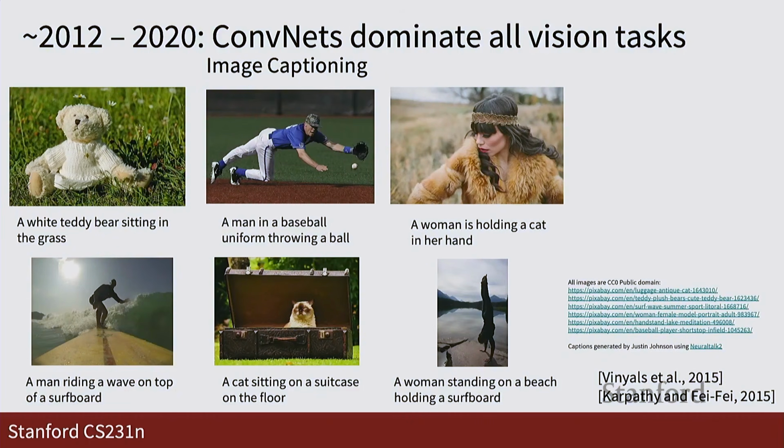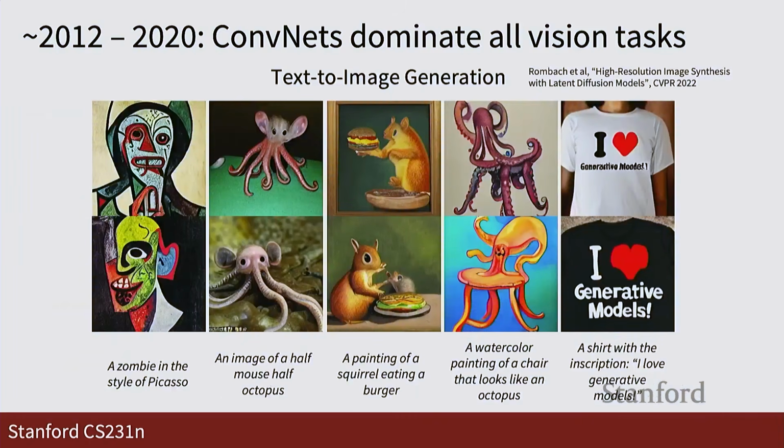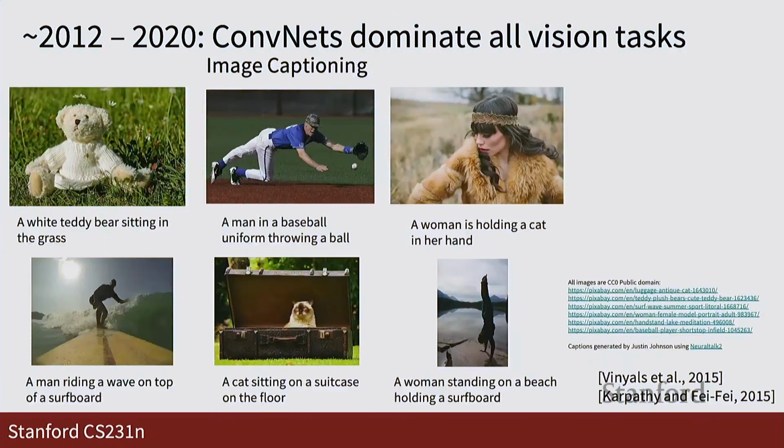So the task of image captioning, where we want to predict a natural language caption from an image. Some of the first widely successful approaches to this problem also were built on convolutional networks. And then even for some more recent tasks of generative modeling, right? Captioning is basically the problem of image to text, where we input an image and then want to output a natural language sentence describing the image.